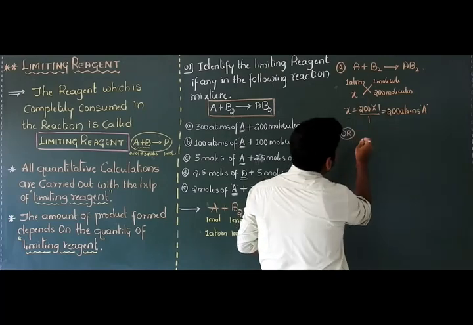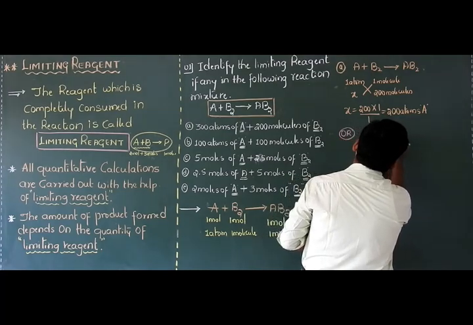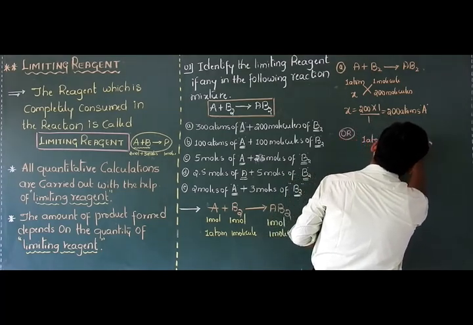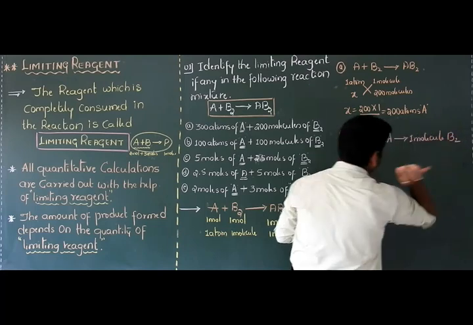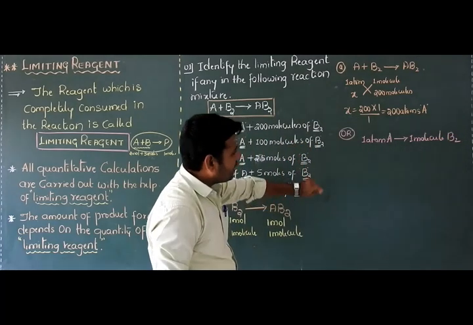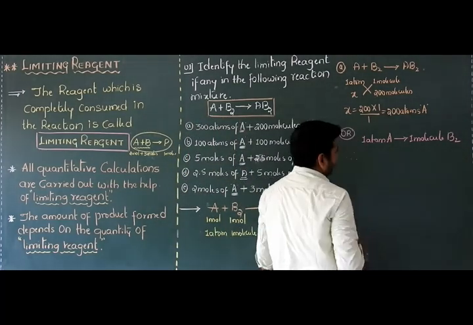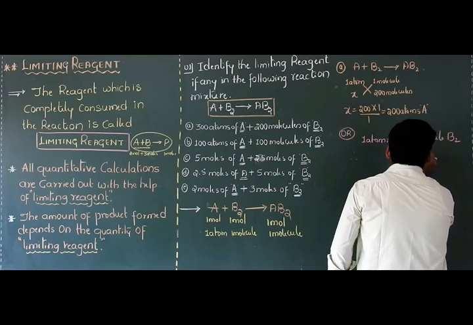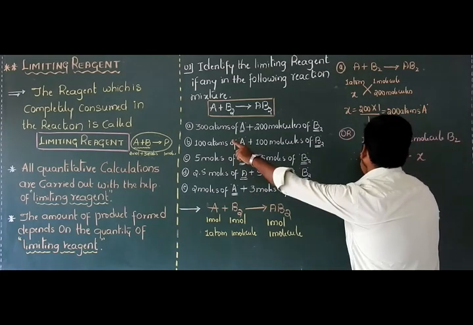According to the equation, one atom of A combines with one molecule of B2. This is according to the balanced equation. One atom of A combines with one molecule of B2. So X molecules of B2 are required to react with 300 atoms of A.